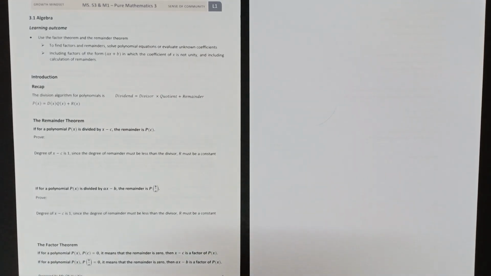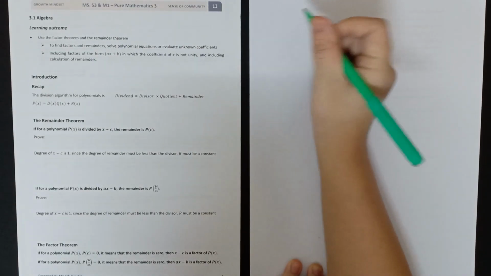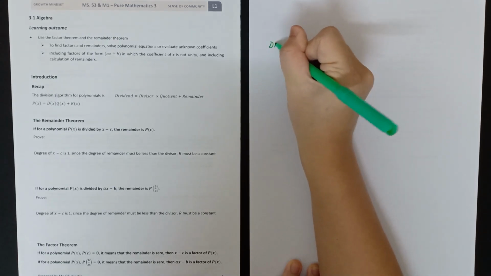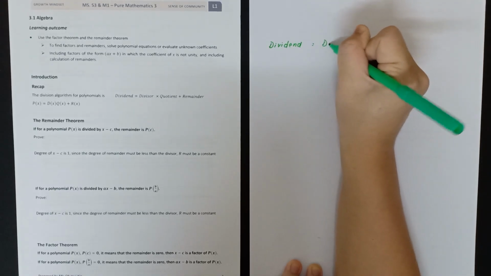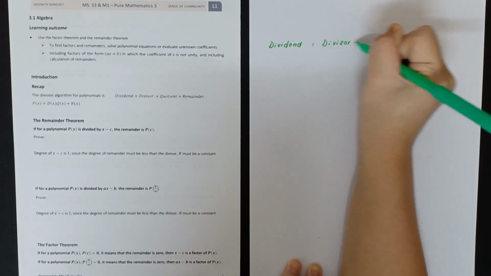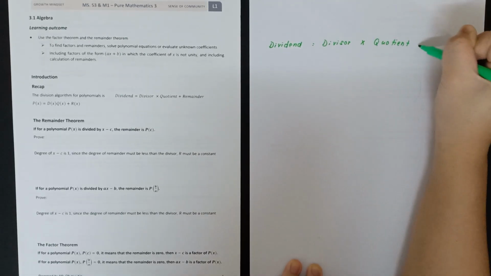Before we move into the content, let's do a very quick recap on what we have learned previously, which will be helpful for continuing today's lesson. Last lesson we talked about the division of polynomials. At the end we talked about the division algorithm, which says that the dividend of the polynomial is equal to the divisor multiplied by the quotient, plus the remainder. I hope that you still remember.